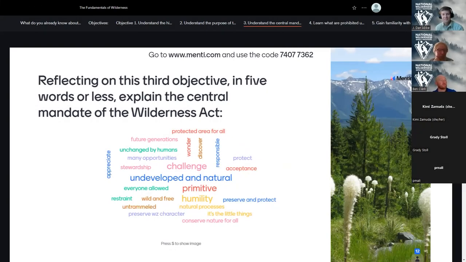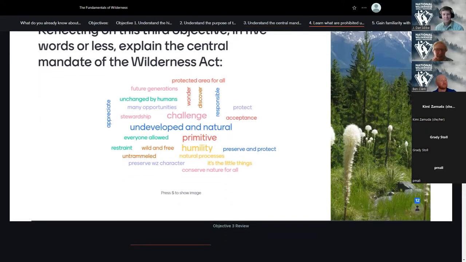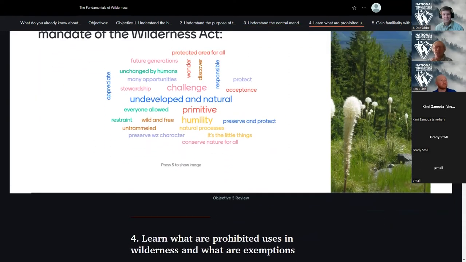So preserving wilderness character by law is the central mandate of the Wilderness Act, but all of these words that you're using are at the heart of wilderness, and we all think about it in different ways. And so all the answers are right. So thank you very much, everyone. And now we'll turn it over to Dan.